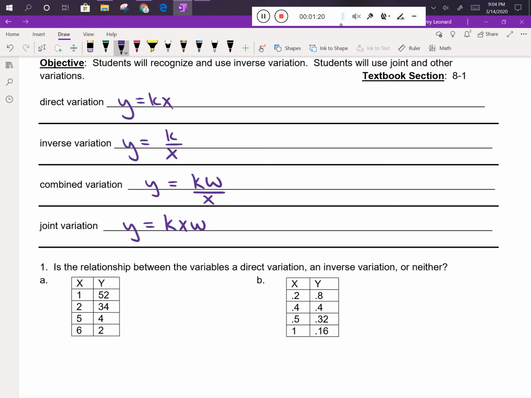We're going to focus mostly on direct and inverse variation, but joint and combined variation absolutely come up in word problems, especially. We see a lot of formulas in science that involve these types of relationships, so it is important that we take a look at them here in algebra.